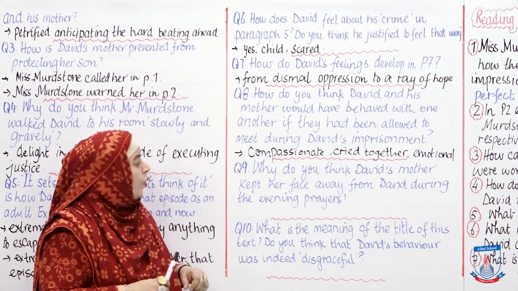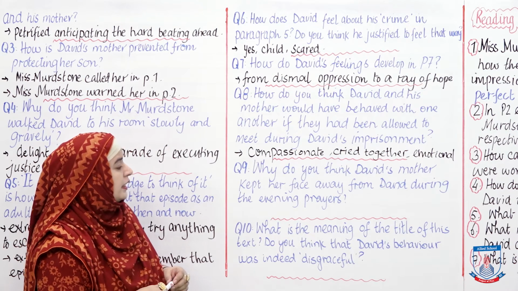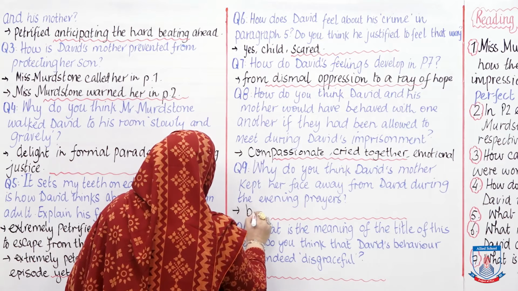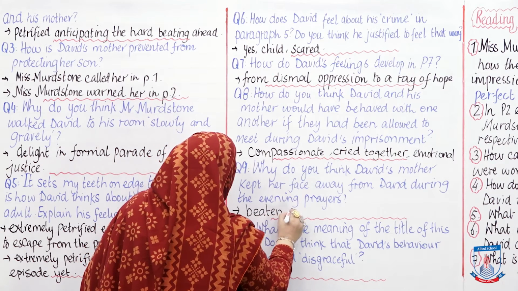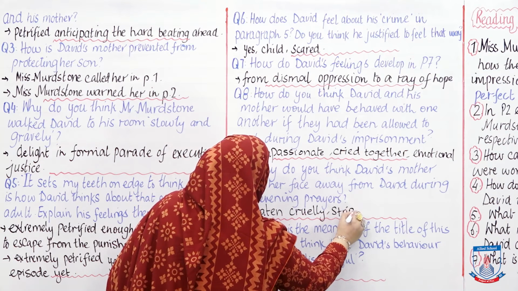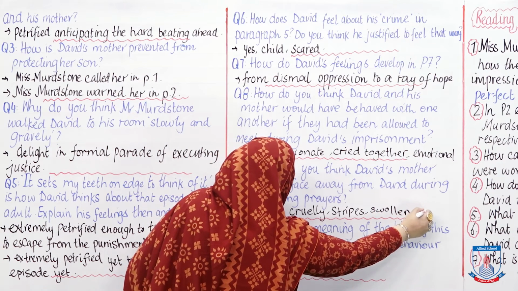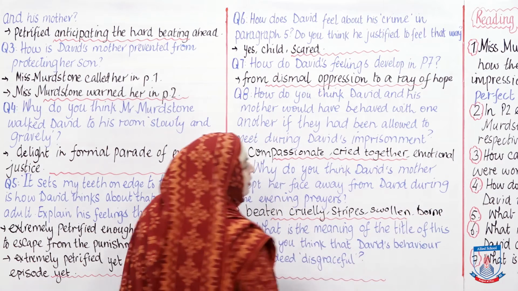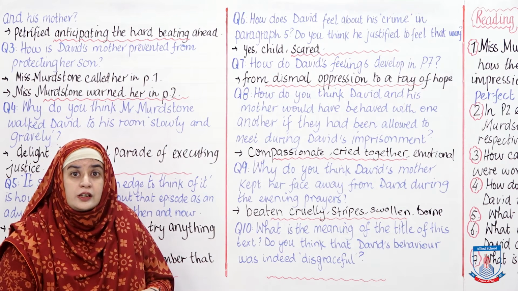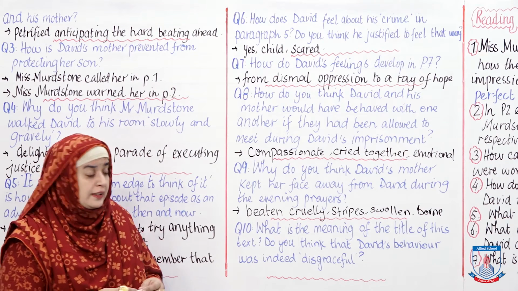Question number 9. Why do you think David's mother kept her face away from David during the evening prayers? Obviously, David was beaten very harshly. He was beaten cruelly. And there were stripes on his face. His face was all swollen. His mother could not have borne to look at him this way. His mother could not have tolerated this brutality on David's face. So that is why she kept her face away.